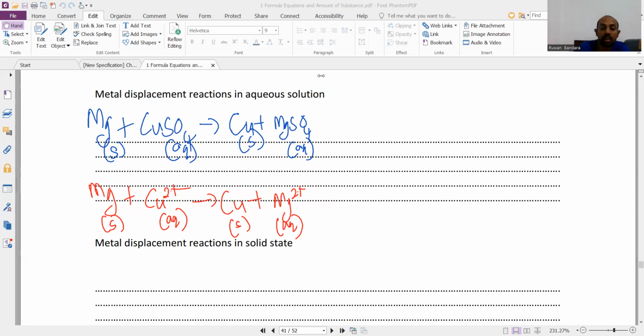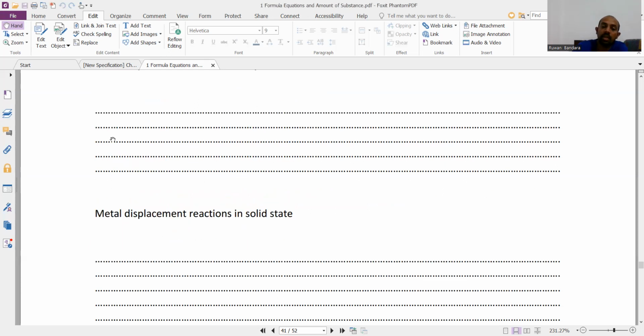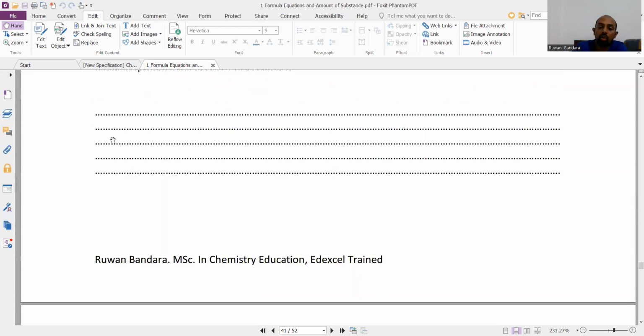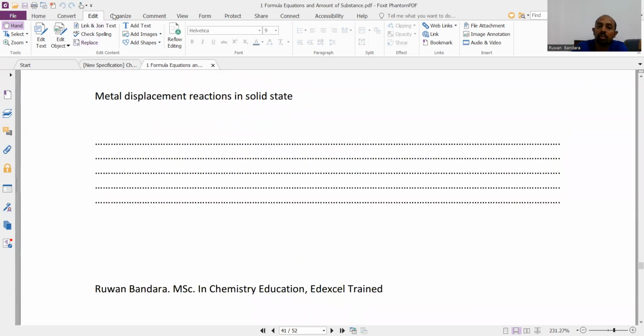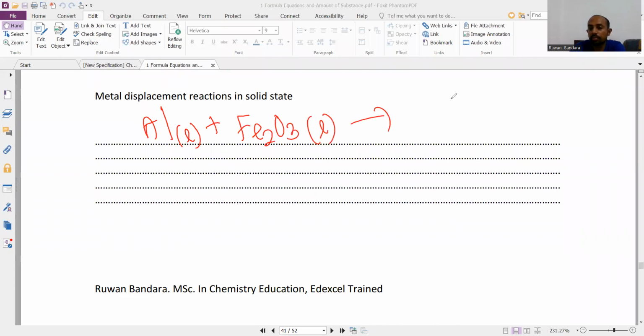Now, when it comes to the second reaction, as I told you, it will take place only in the molten state, liquid. So can you repeat that observation? Blue solution turns colorless, and pink brown solid is formed.